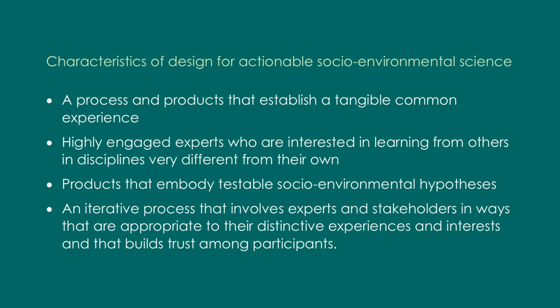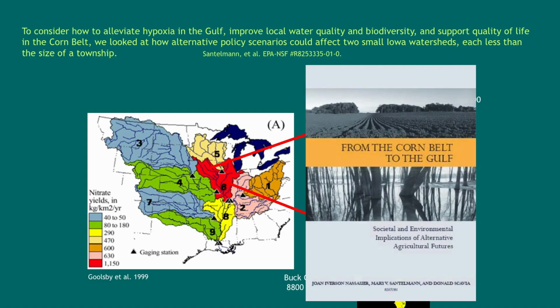These products are not just any old designs, and they certainly aren't whimsical or arbitrary. They are products that embody testable socio-environmental hypotheses. And then an iterative process that involves experts and stakeholders in ways that are appropriate to their distinctive experiences and interests, and that builds trust among everyone as we propose and dispose these products. So a couple of examples that I'll just touch on.